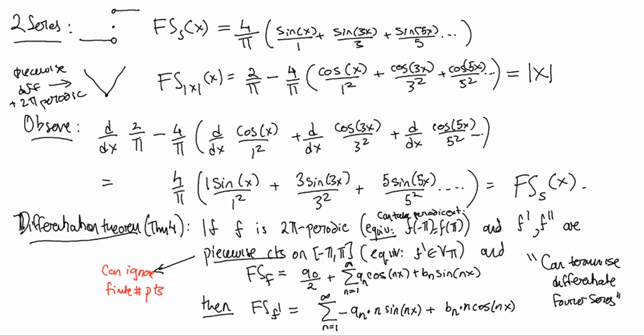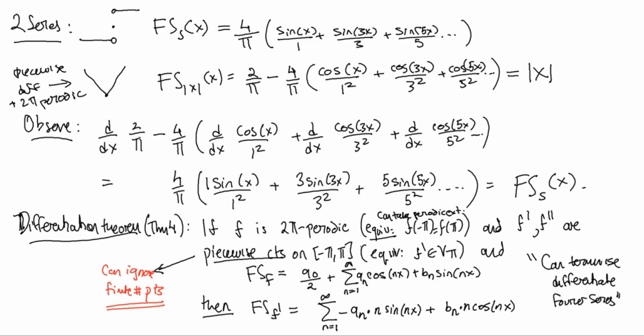So what this is saying is that this is not an accident. If you have these conditions, which are important, I mean, this doesn't work if it's not periodic, then you can get the Fourier series of the derivative, but now the derivative is defined in a slightly different way, right? Which is you can ignore a finite number of points. I'm not suddenly claiming that the absolute value function can be differentiated at 0. I'm not claiming that.